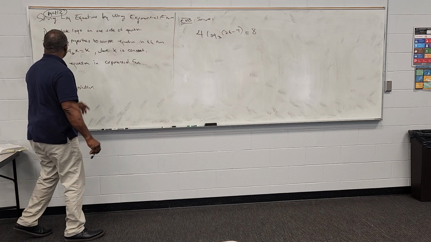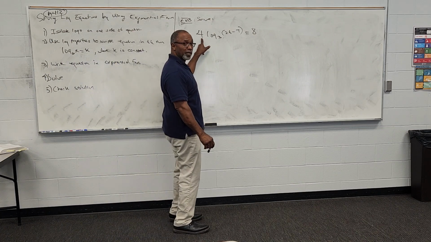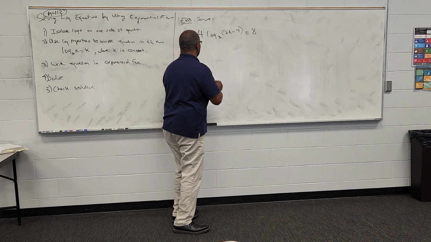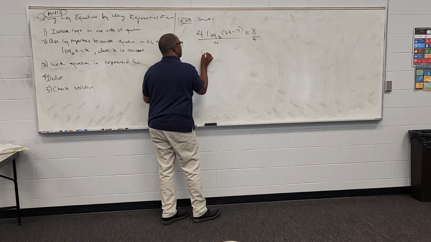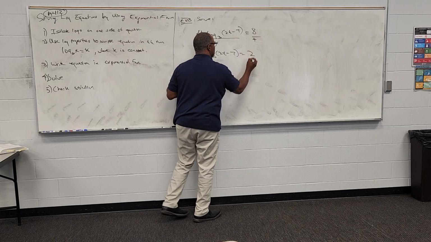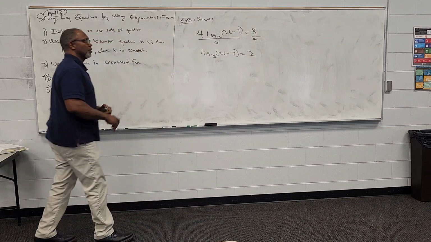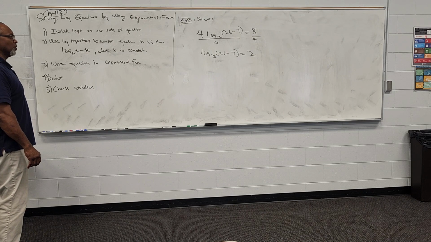Okay? So step 1, isolate logs on one side. So I don't want 4 times the log of this. I want just the log term. So the first thing I'm going to do is divide by 4 to get rid of the 4. So now I get log to the base 3 of 2t minus 7 equals 2.